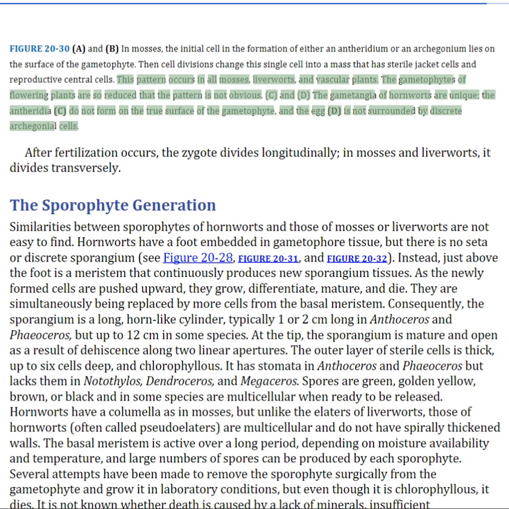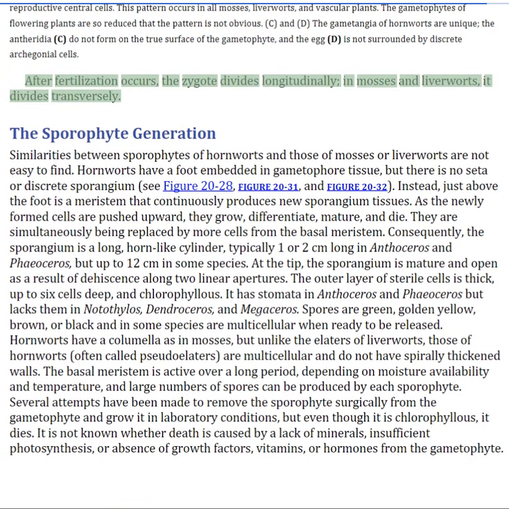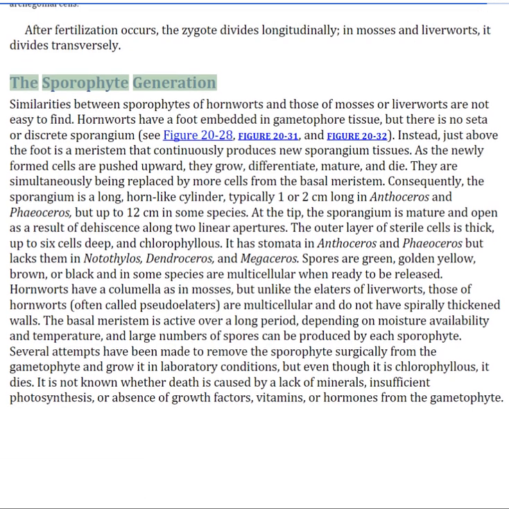And the gametangia of hornworts are unique. The antheridia do not form on the true surface of the gametophyte, and the egg is not surrounded by discrete archegonial cells. After fertilization occurs, the zygote divides longitudinally. In mosses and liverworts, it divides transversely. The sporophyte generation.